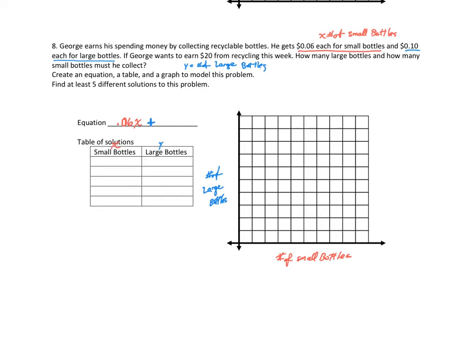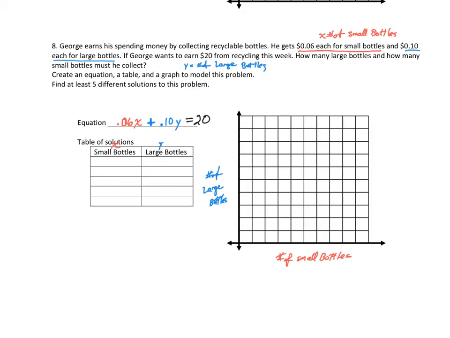And for the large bottles, 10 cents for each large bottle, and y is the number of large bottles, so that's going to be $0.10 per bottle times the number of bottles. See, these decimals are in dollar form. 10 cents is $0.10. And then when I add those together, I should get the total amount of money, and he wants to earn $20. So there we go.